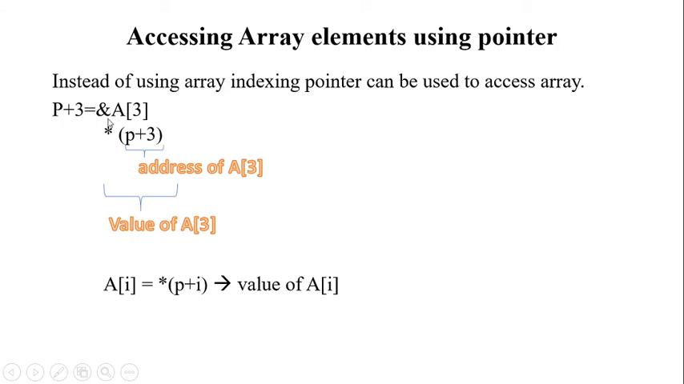So how can we access the array elements by using a pointer? By using the indirection operator. Star p plus 1 means we can access the element a of 1. Star p plus 2 means we can access the element a of 2. Like that. So the general equation is a of i is equal to star p plus i, the value of a of i.